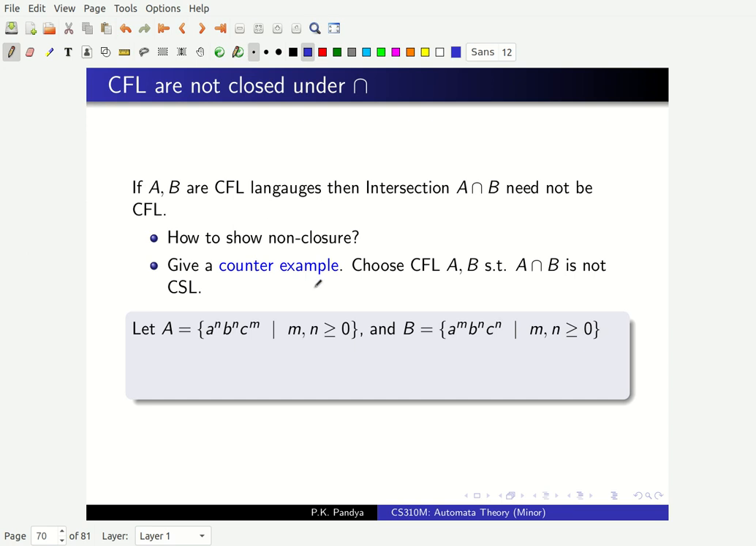Now, let us try to give such A and B. Choose A as the language a^n b^n c^m. That is, we have strings of the form a star, b star, c star, where the number of a's is equal to the number of b's, but the number of c's can be different. So m and n have no relation. This is my language A. My language B is a^m b^n c^n. Here the number of b's and c's are equal, but the number of a's can be arbitrary.